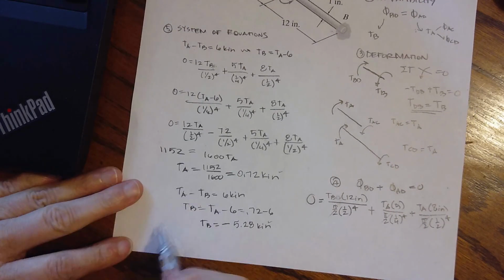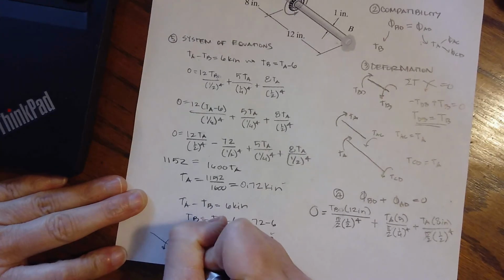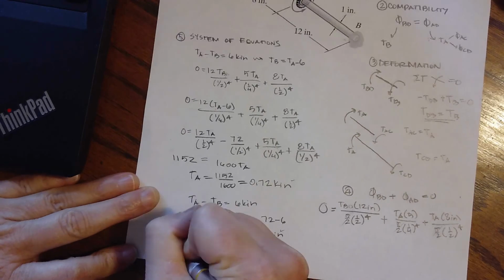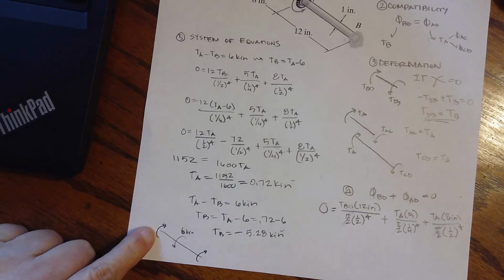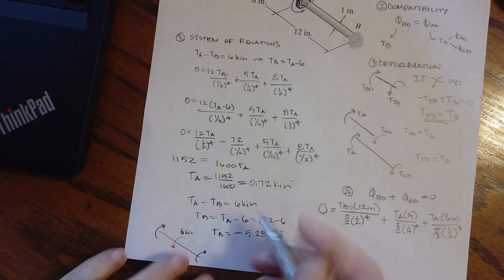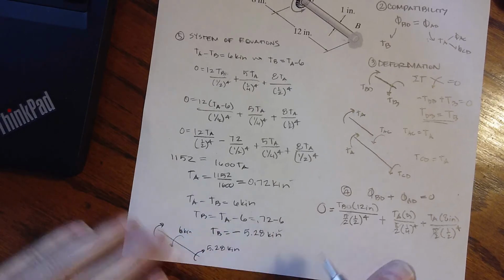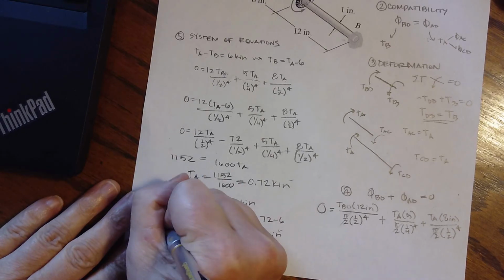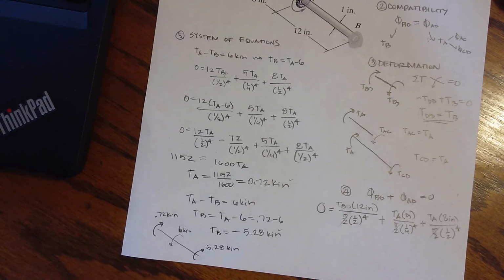So I know now when I'm looking at this, I do have 500 pound-feet coming towards me. Actually, it's 6 kip inches, but both of those are going backwards because I got a positive for TA, which means I assumed it correctly, and then a negative here, which means it's going backwards. So this is 5.28 kip inches, and this is 0.72 kip inches. So now I can go through and start calculating the maximum shear stress.